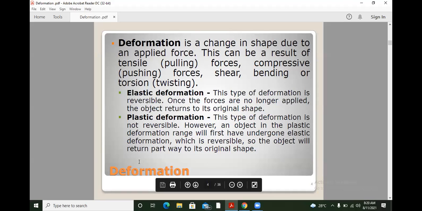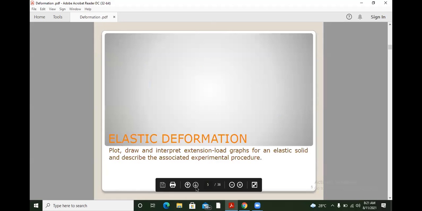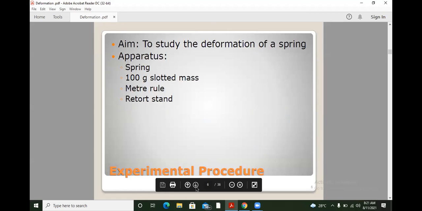So we have done what deformation is and what the two types of deformation are, elastic deformation and plastic deformation, right? Now we are going to do one practical with it to understand it more.